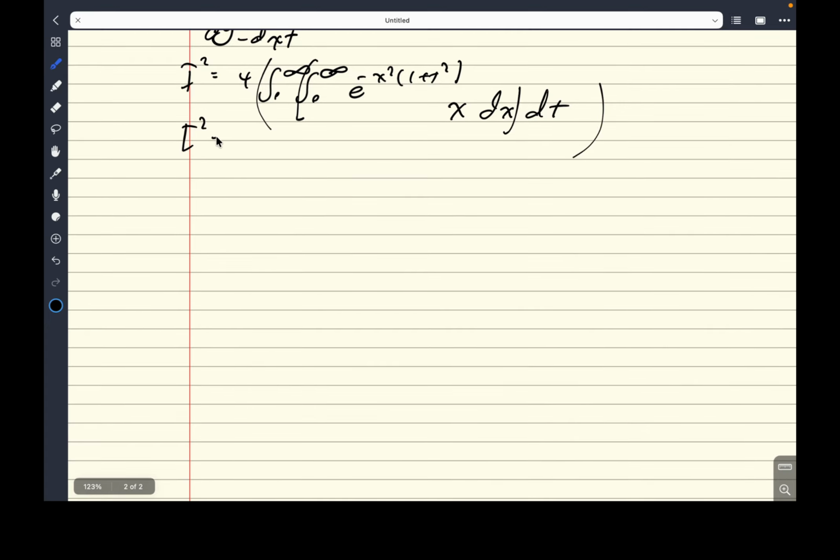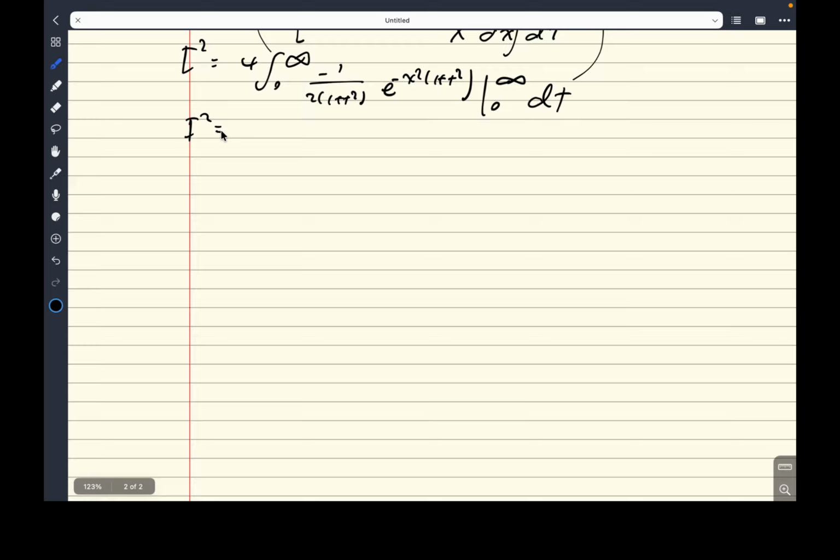So this thing is gonna make our work easier, because this x e to the power of negative x squared does have an antiderivative. So its antiderivative, if you take the integral of it, it's going to be negative 1 divided by 2 times 1 plus t squared, multiplied by e to the power of negative x squared times 1 plus t squared, from 0 to infinity, and we're differentiating with respect to t.